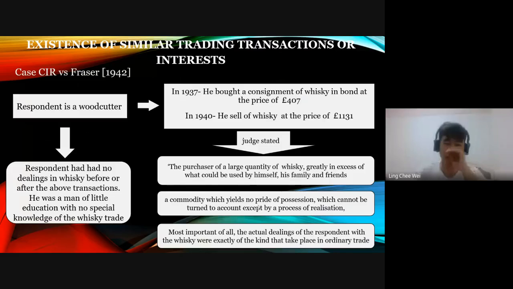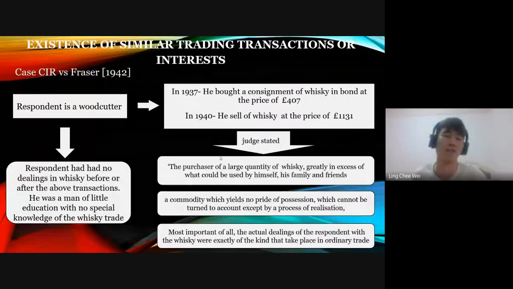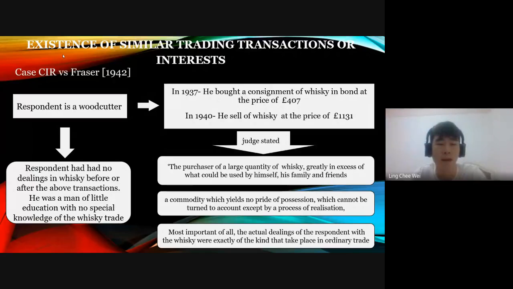Okay, so this is number 4 of the badges of trade. The number 4 badge of trade is the existence of similar trading transactions or interest. So from here, we can look at a case, which is the case CIR versus Fraser. The respondent, Fraser, is a woodcutter.